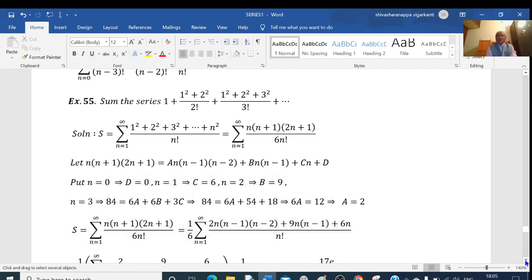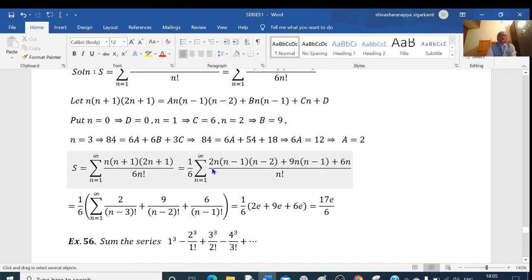Then we write this summation as 1 by 6, summation of (2 into n into n minus 1 into n minus 2, where A equal to 2, plus B, 9 into n into n minus 1, plus C equal to 6, 6 into n) divided by n factorial. And this term can be written as 2 by n minus 3 factorial, plus this term can be written as 9 by n minus 2 factorial, plus this term can be written as 6 by n minus 1 factorial. And this 1 by 6 as it is.